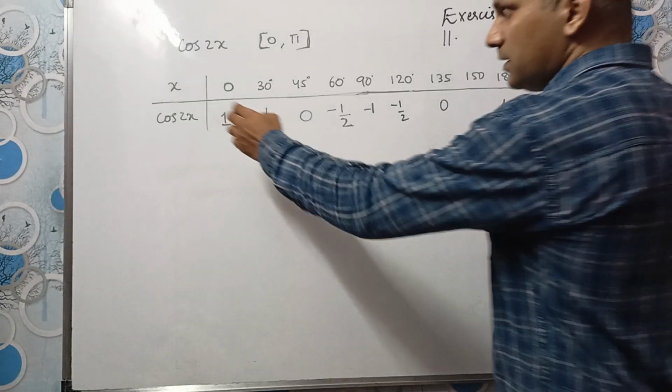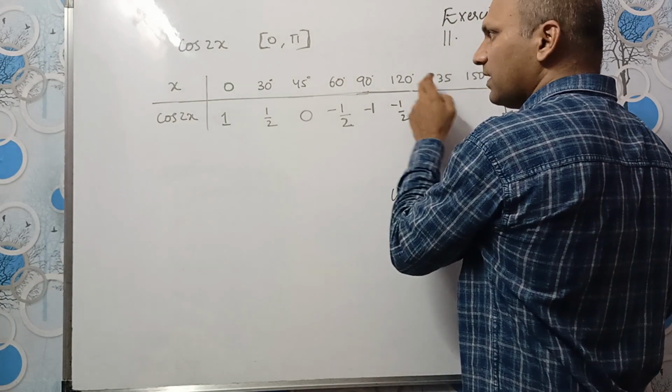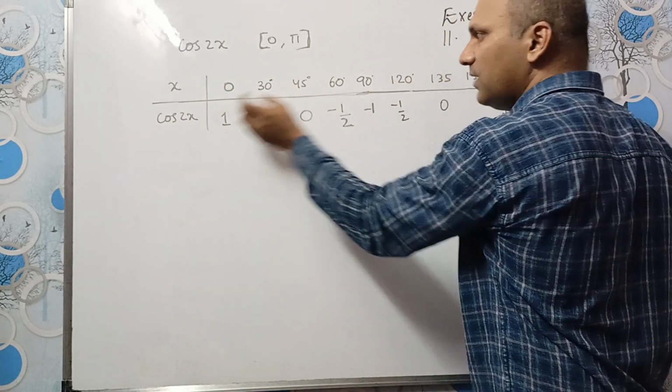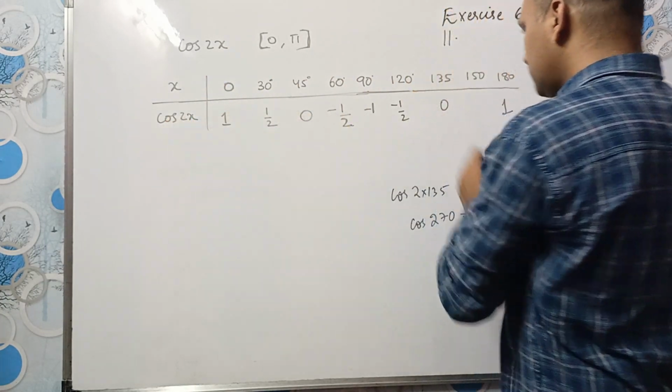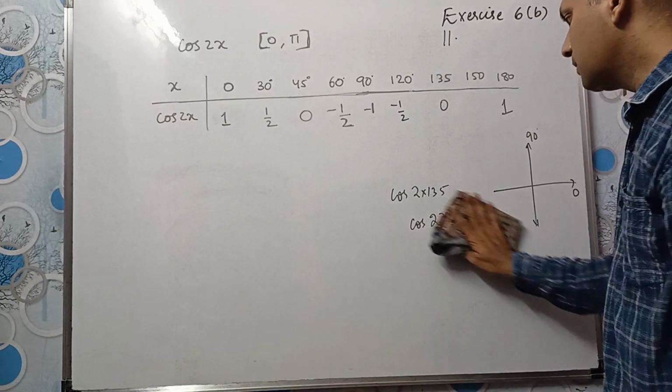See, this is not cos 135. The x value is 135. We are finding the cos 2x value. So this is 0 now, right?